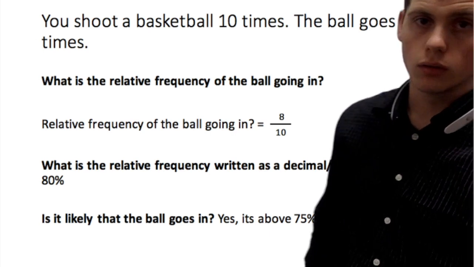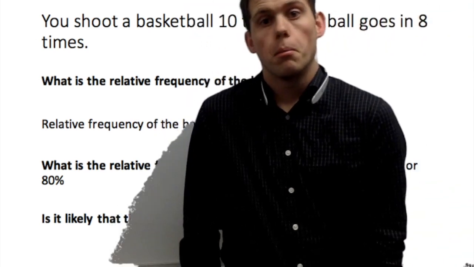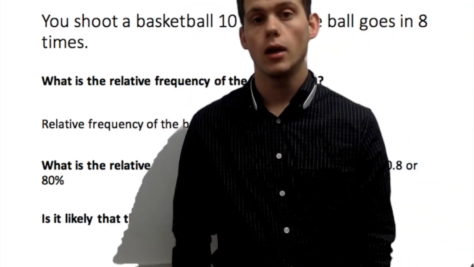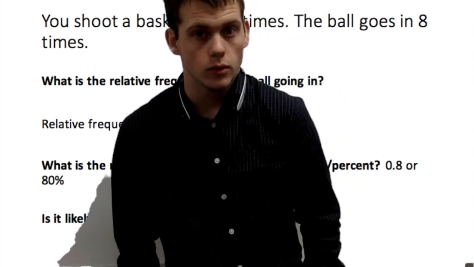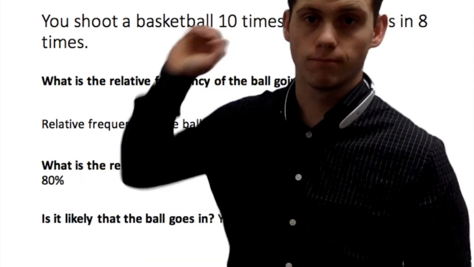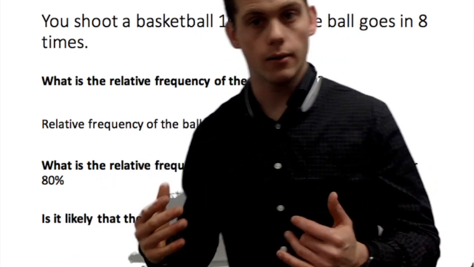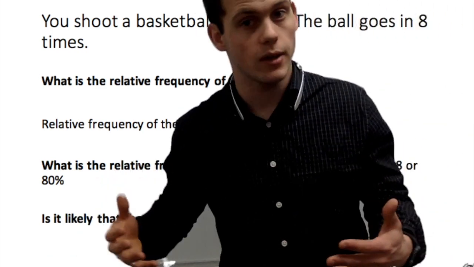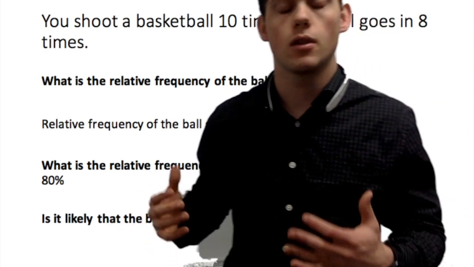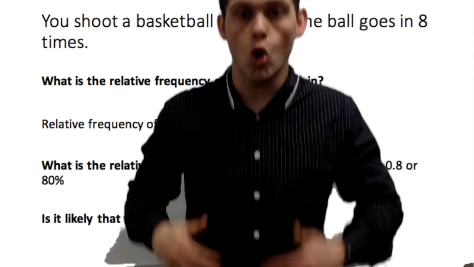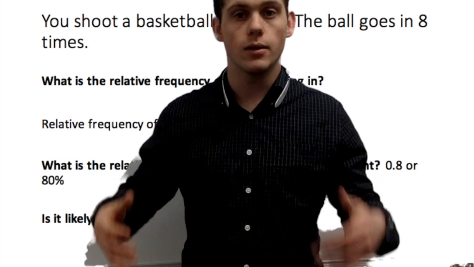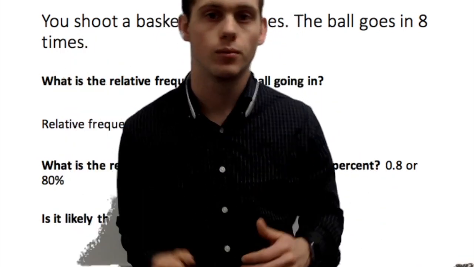So we have to look, is making a basket a likely option? And the answer is yes. So if you make 8 out of 10, then you have an 80% chance of that happening, which means that you're over 75%, you're over 50% likely to make that shot when you shoot.